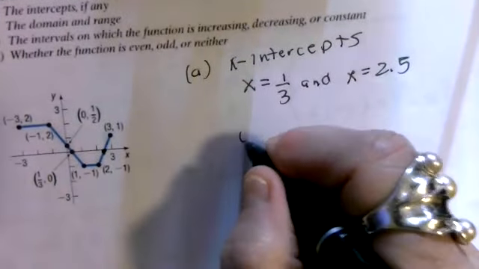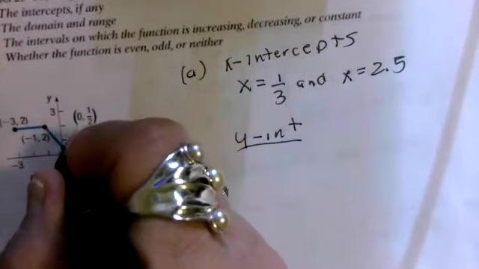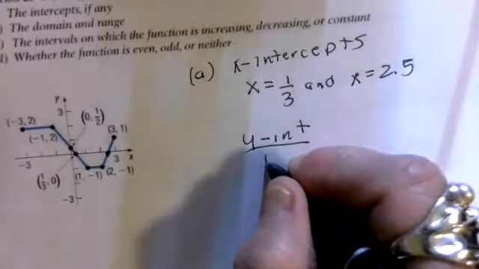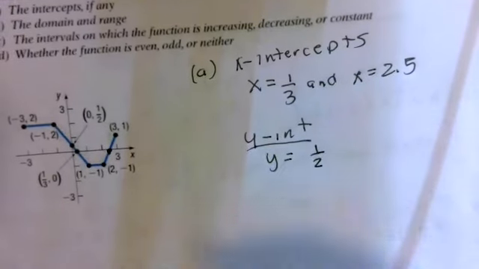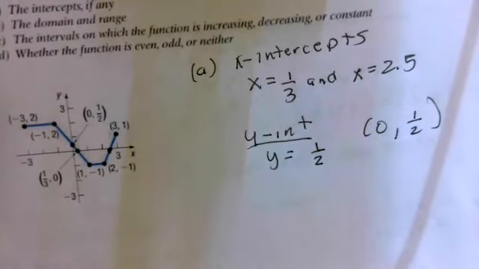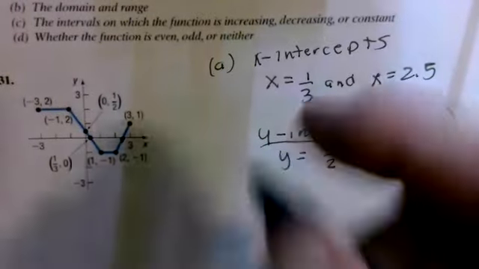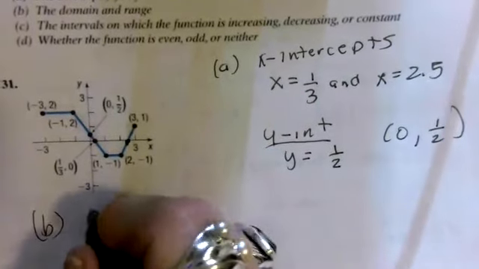The y-intercept, where does it cross the y-axis? Right here. And so that's at y equal 1/2. Or you could write out the ordered pairs either way, doesn't matter. Okay, then that was the A part. Now the B part says the domain and range.